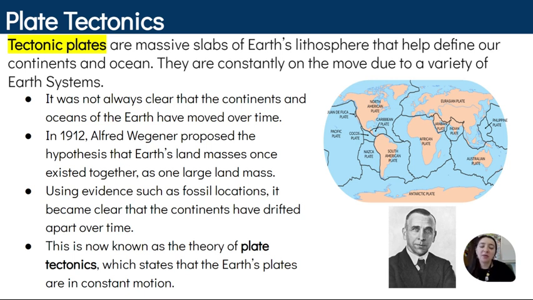So it was not always clear that the continents and the oceans of the Earth have moved over time. You guys might have learned about or heard of the word Pangea, which is that originating solid mass of continental crust of land that used to exist together hundreds of millions of years ago, that eventually separated due to the shifting of these tectonic plates on the asthenosphere on top of the mantle. So in 1912, Alfred Wegener proposed the hypothesis that the Earth's land masses once existed together as Pangea, and eventually they shifted over time due to these tectonic plates.